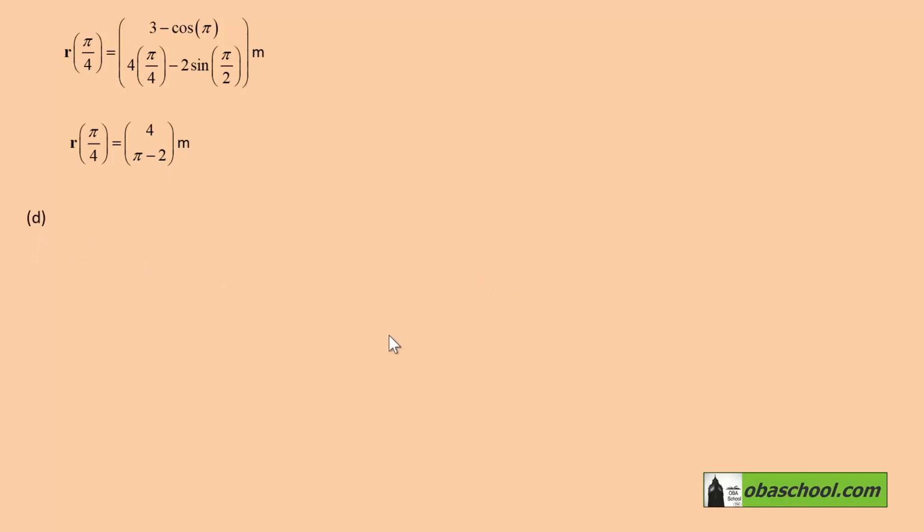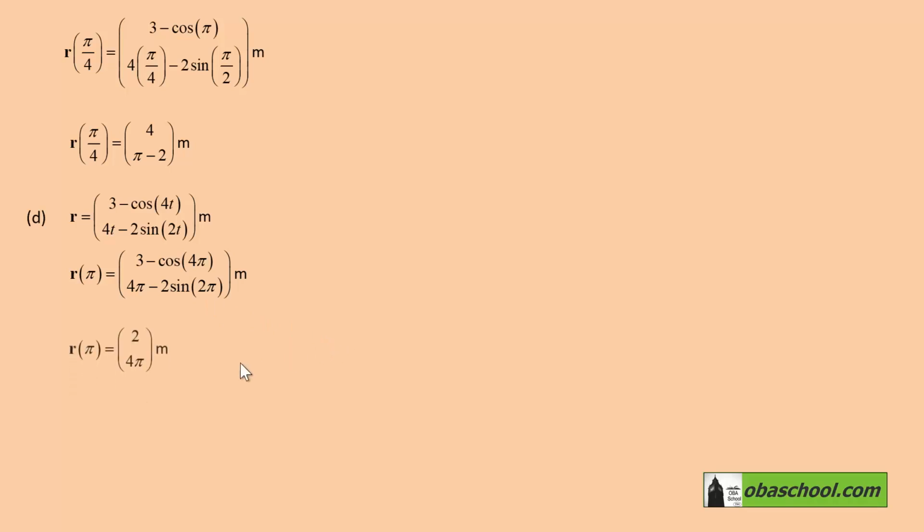Now, in part D, we have r is (3 minus cos 4t, 4t minus 2 sin 2t). r of pi is going to be (3 minus cos 4 pi, 4 pi minus 2 sin 2 pi). Cos of 4 pi, of course, is 1. Sine of 2 pi, of course, is 0. And so we're at (2, 4 pi).